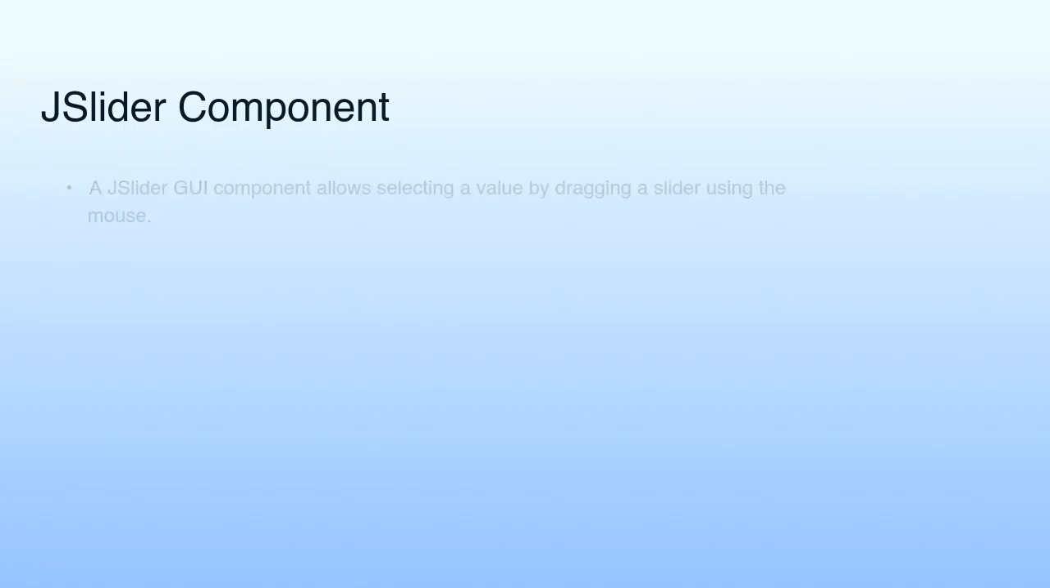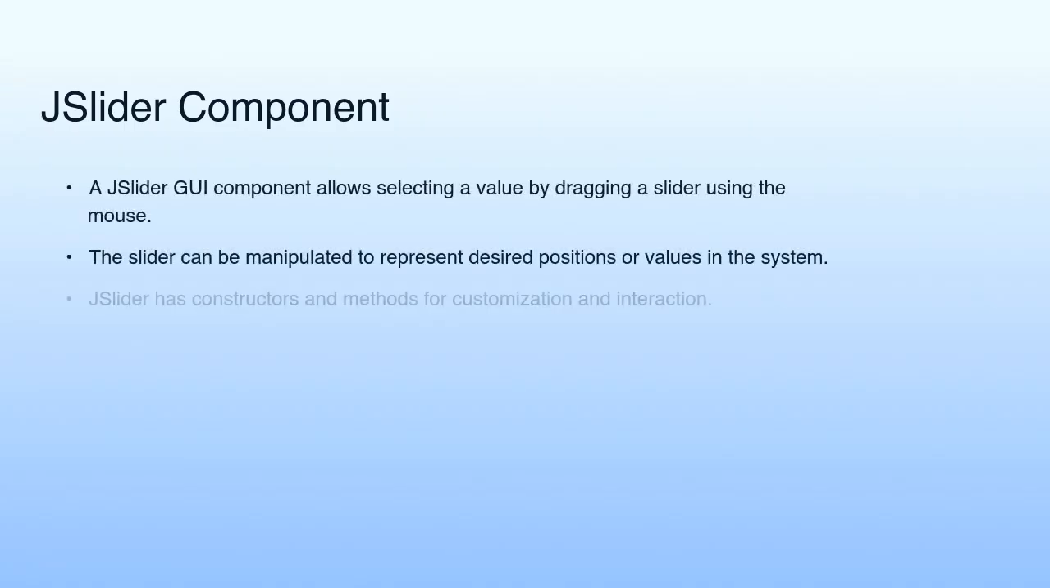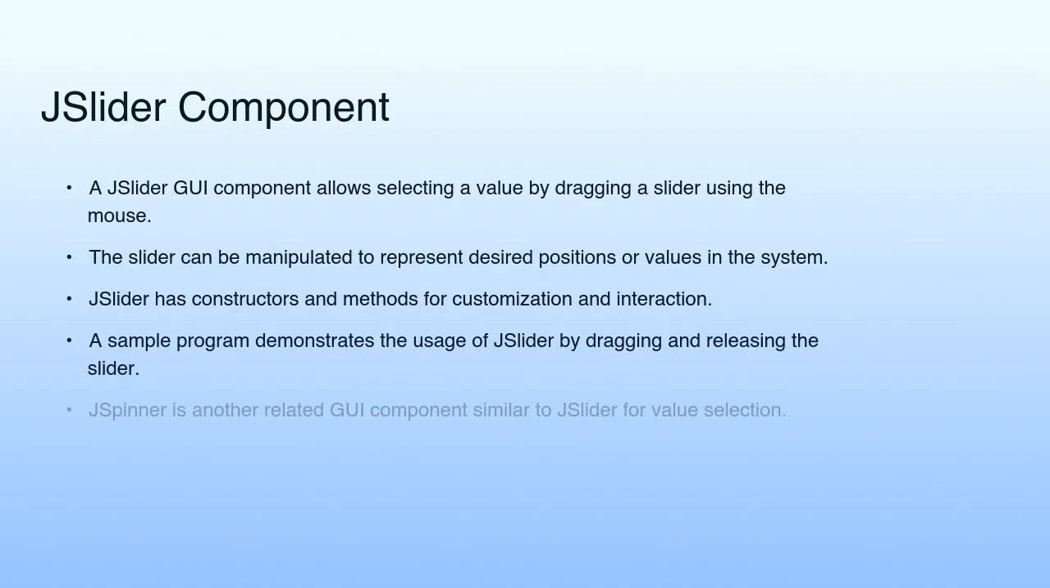The JSlider GUI component allows users to select a value by dragging a slider using the mouse. The slider can be manipulated to represent desired positions or values in the system. JSlider has constructors and methods for customization and interaction. A sample program demonstrates the usage of JSlider by dragging and releasing the slider. JSpinner is another related GUI component, similar to JSlider for value selection.